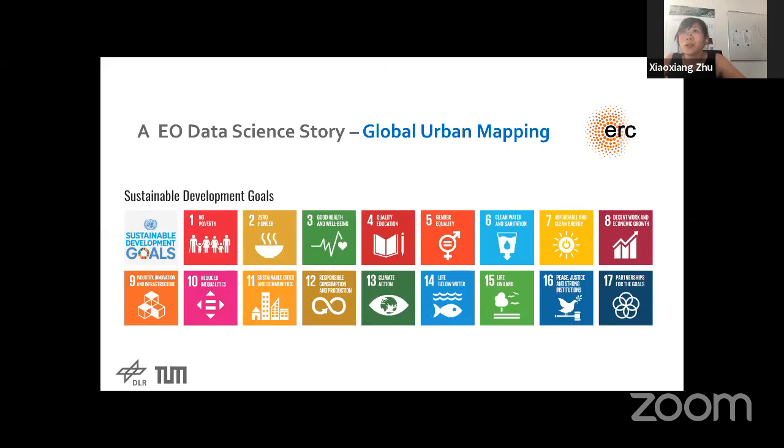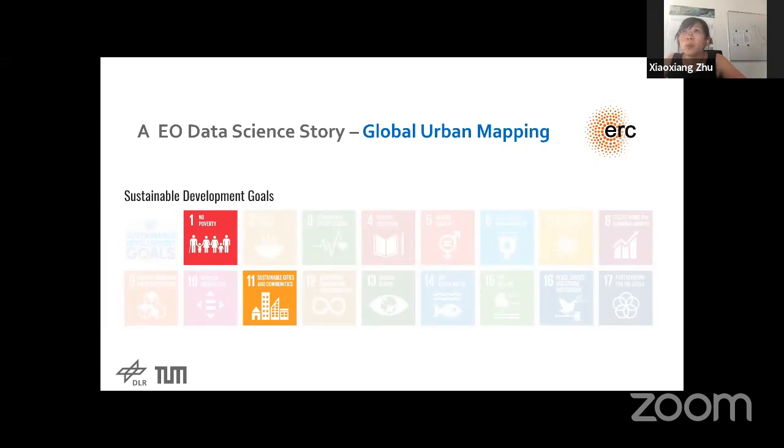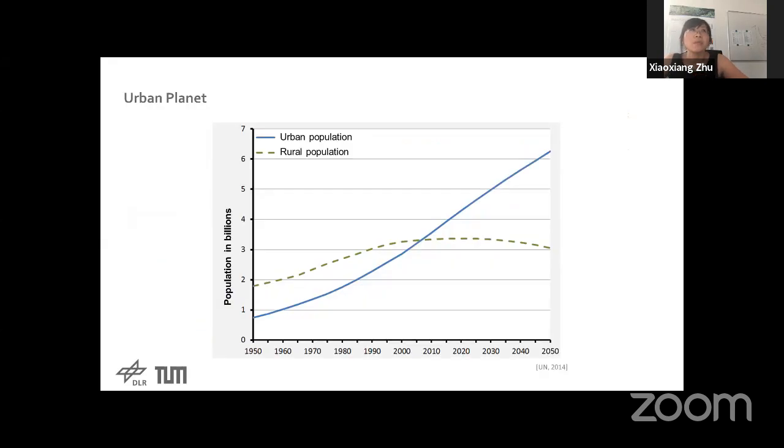With Earth observation data, we are contributing to the UN's Sustainable Development Goals. For this particular story, we mostly look at number 1, zero poverty, and number 11, sustainable cities and communities. I guess this is familiar to everybody. We are living on an urban planet, whether we like it or not.